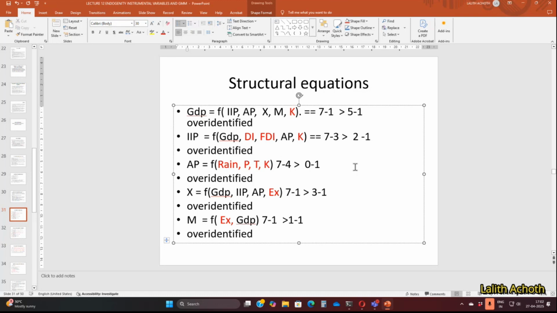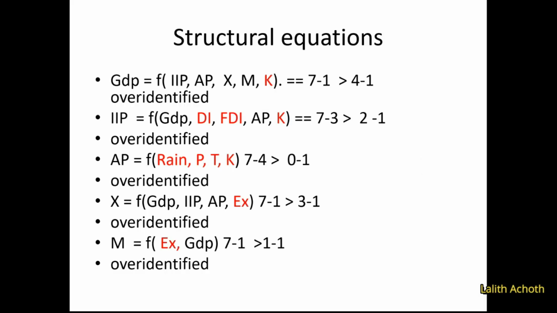Oh, sorry. It's small g, my mistake. So capital K minus small k is 7 minus 1 should be greater than small g minus 1. This is 1, 2, 3, 4. So 4 minus 1 is 3, and 7 minus 1 is 6. 6 is greater than 3. So this equation is over-identified. And I will use either two-stage least squares or three-stage least squares or full information maximum likelihood to estimate it.